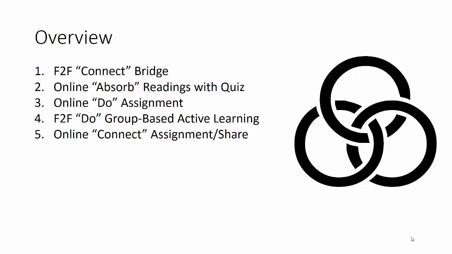The next part is the online portion of this, where you have students absorbing information or soaking in information simply by doing some reading and a learning check quiz. The next part is also done online, probably in the same time frame as the online Absorb activity. This is a Do activity, which is an assignment, which I'll get into details later. Then there is a face-to-face component, which is a Do. It's a group-based active learning. Then finally, this activity cycle concludes with an online Connect assignment with a sharing component.